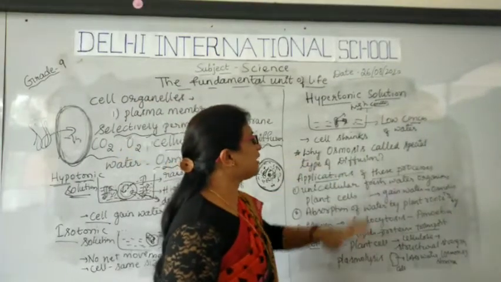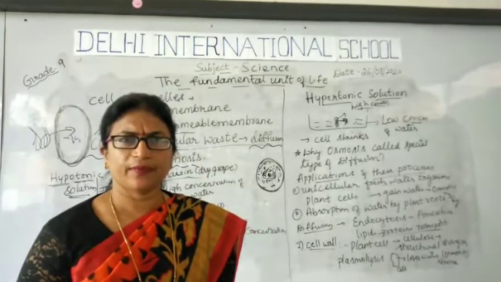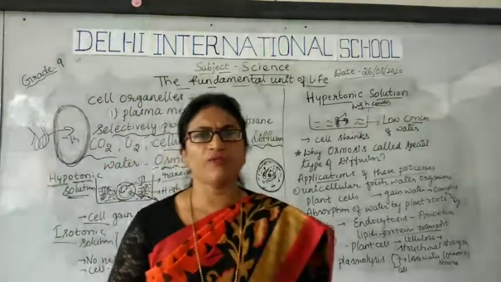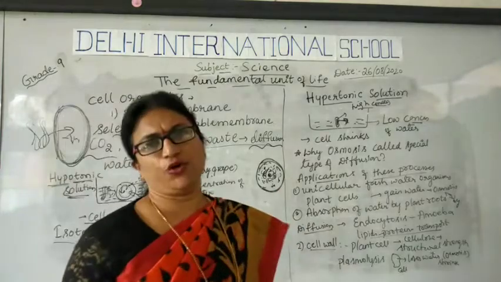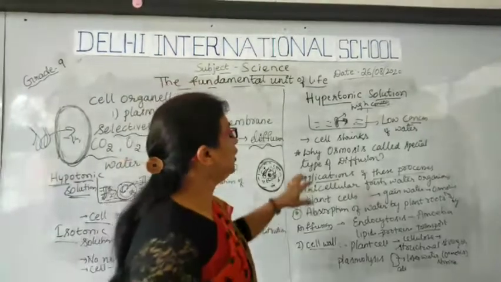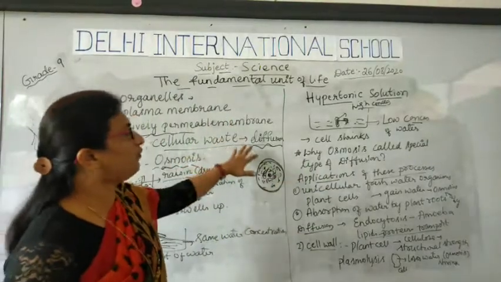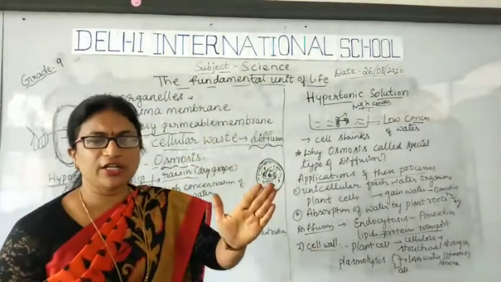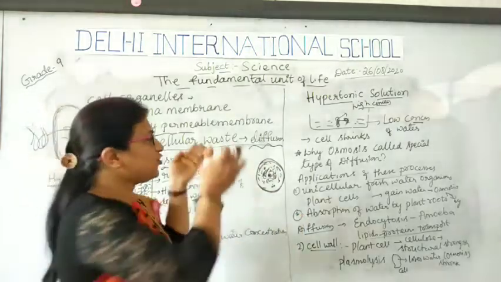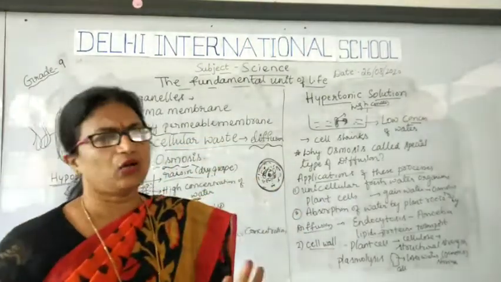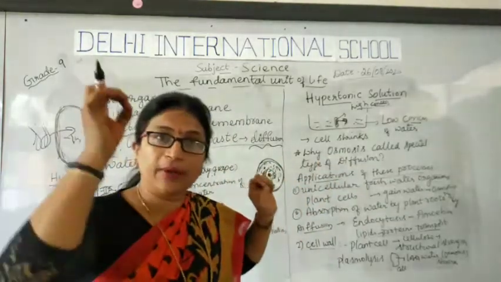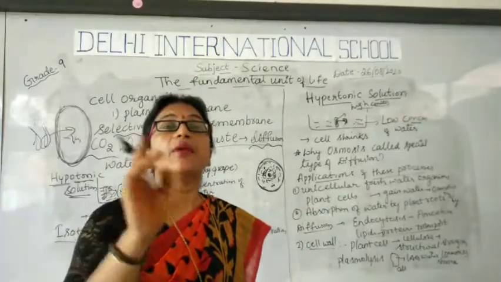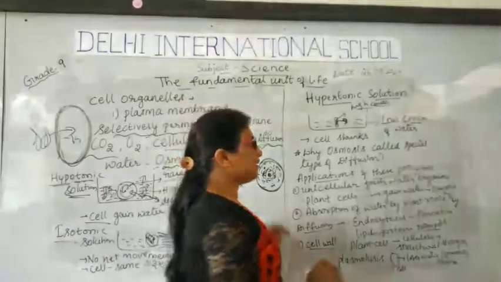Then why is osmosis called a special type of diffusion? So osmosis is called a special type of diffusion because here we know the definition of diffusion: the movement of water molecules or any exchange of molecules from the region of higher concentration to the region of lower concentration. But osmosis will take place in the presence of a plasma membrane only, in the presence of a selectively permeable membrane only, isn't it?